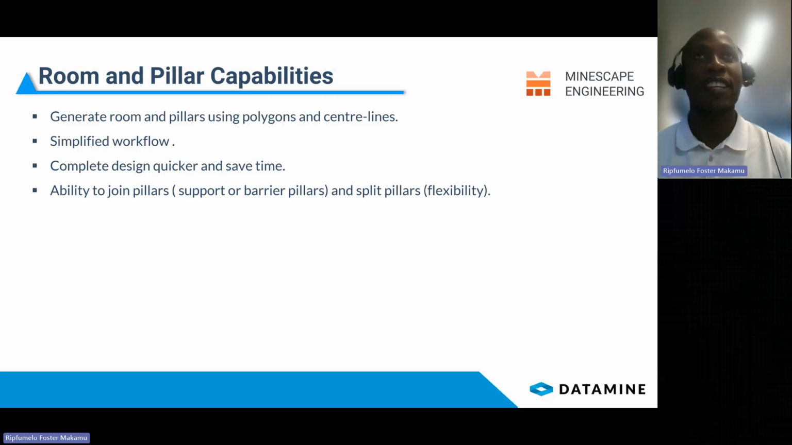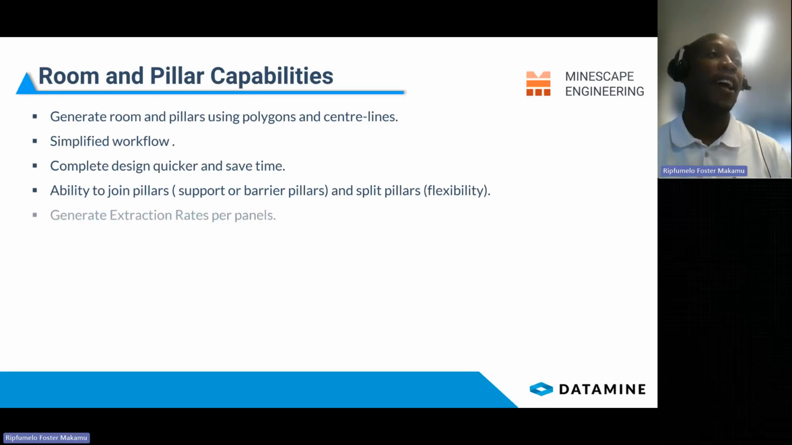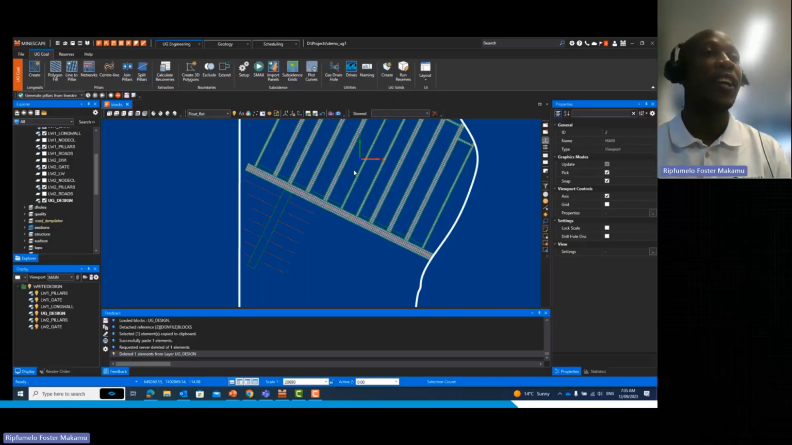And this gives you the flexibility that, if you have your pillars or your design, you can still adjust it according to your liking. So you have that capability of adjusting this according to your liking. And you can generate the extraction rates for each and every panel, for the main entries, for different panels that you currently have. And then let us jump into the software and quickly see how we can do this.